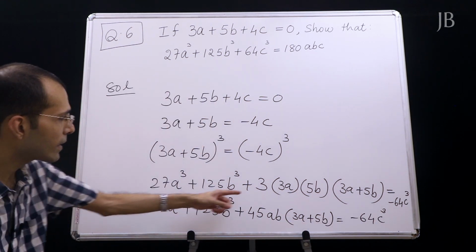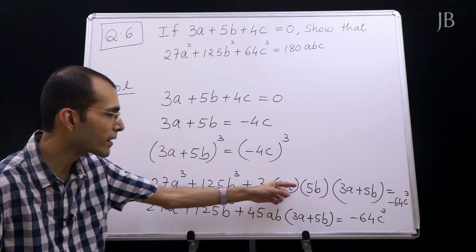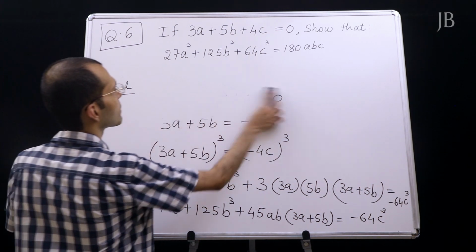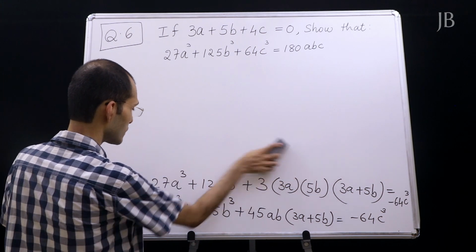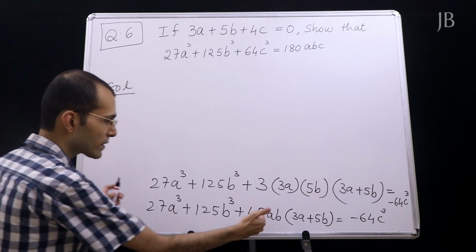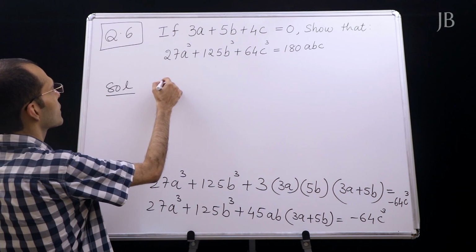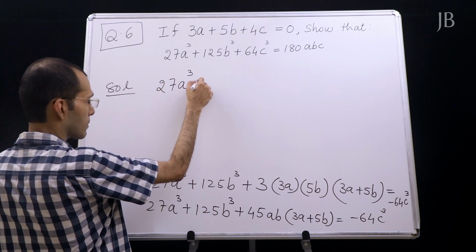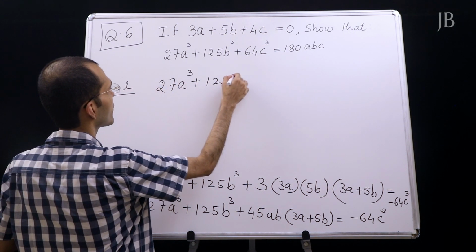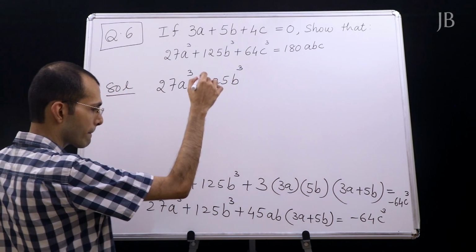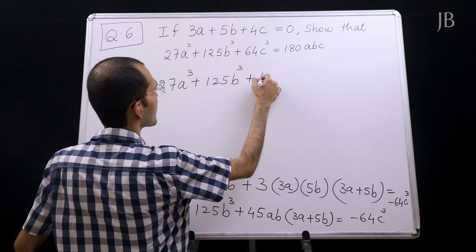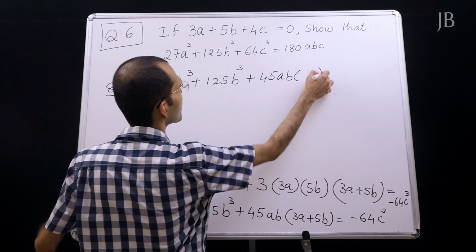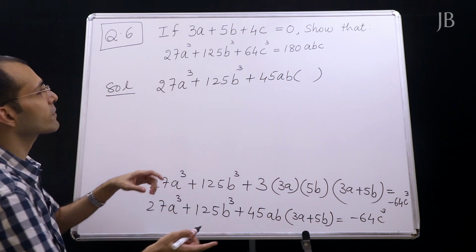Okay, what we have done is I have just multiplied 3 into 3, 9, 9 into 5, 45. Okay, now we are nearing the completion. Now we will have to substitute. This is 27a cube plus 125b cube plus 45ab bracket into 3a plus 5b.